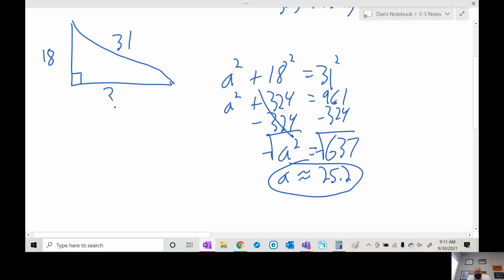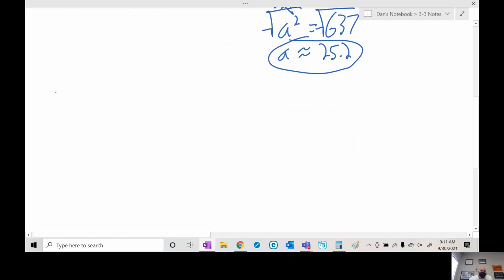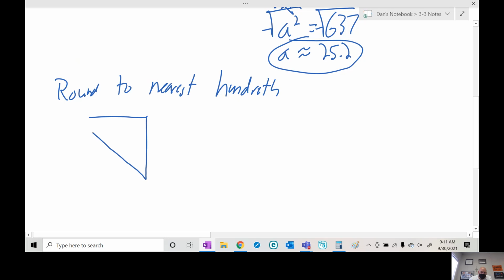That's the majority of what we're going to do. Let's have you guys try one of those. Let's round this one to the nearest hundredth. Round to nearest hundredth. And I'll make a triangle. We'll say this one here is 7. This one is 14. What is that leg?